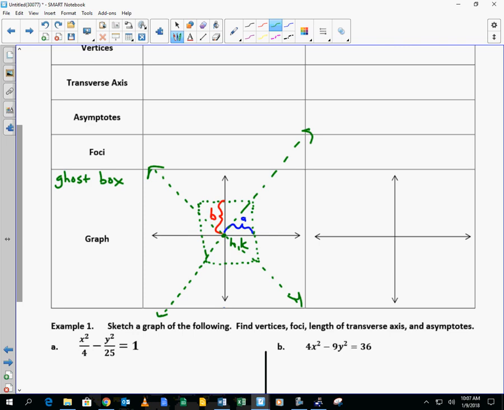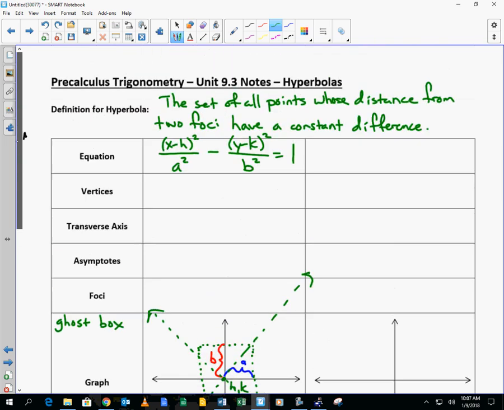Now, none of this is the actual graph yet. We're going to sketch a graph in just a second. This is just how we generate the graph. A hyperbola has one of these two shapes. It either kind of goes like this, or it goes up and down like this. And the question is, which one is it going to do?